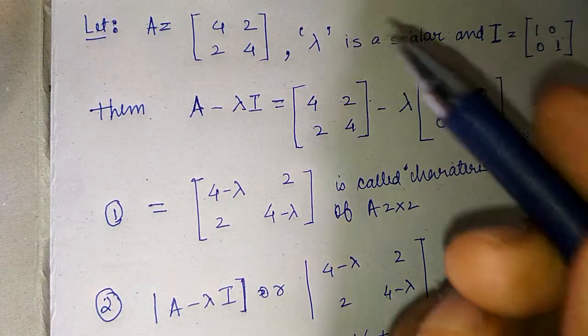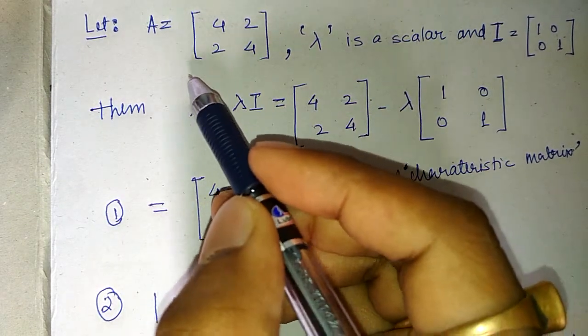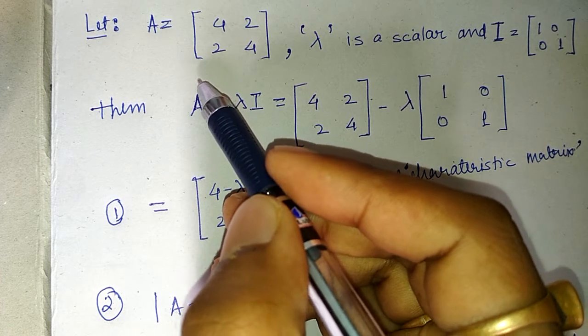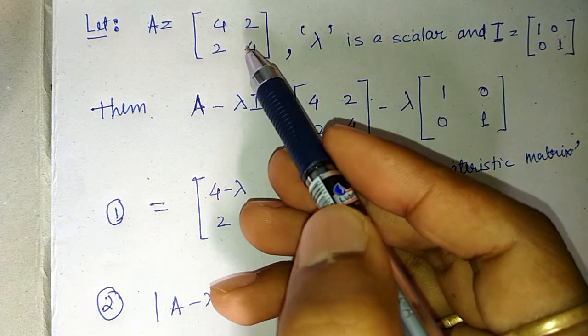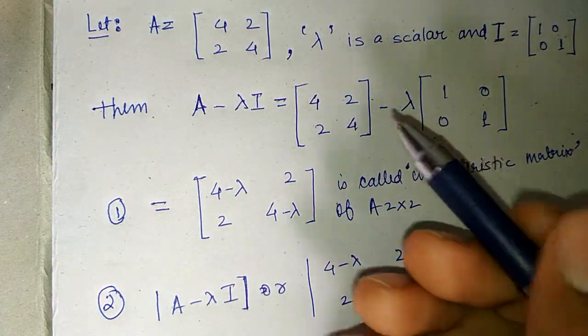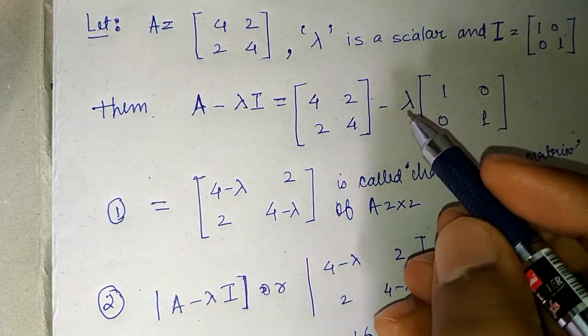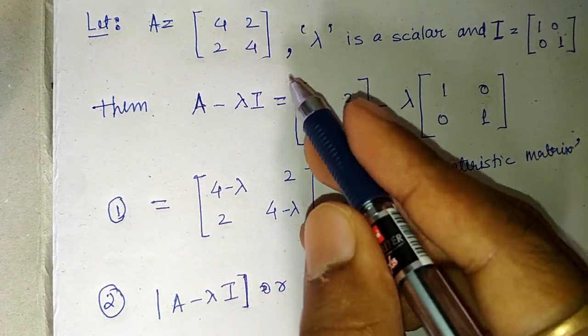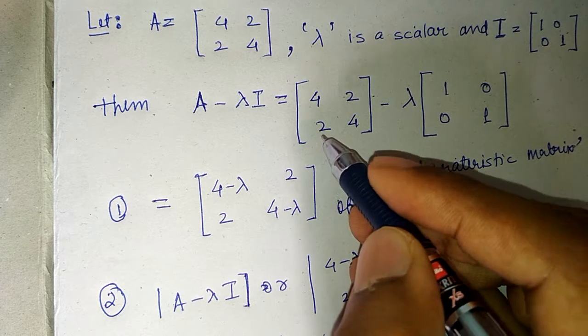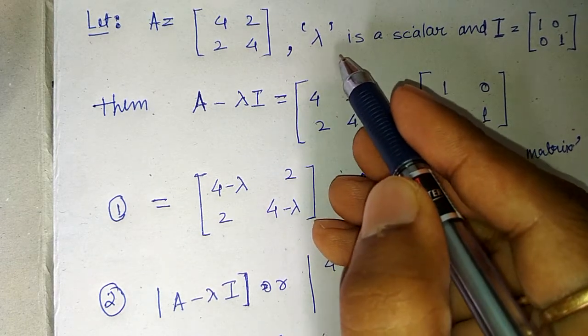So here, as you can see, I have taken a matrix, a 2 by 2 matrix A, having elements 4, 2, 2, 4. This can be any matrix; I've just taken a square matrix of 2 by 2 for the sake of simplicity. And lambda is any scalar quantity.